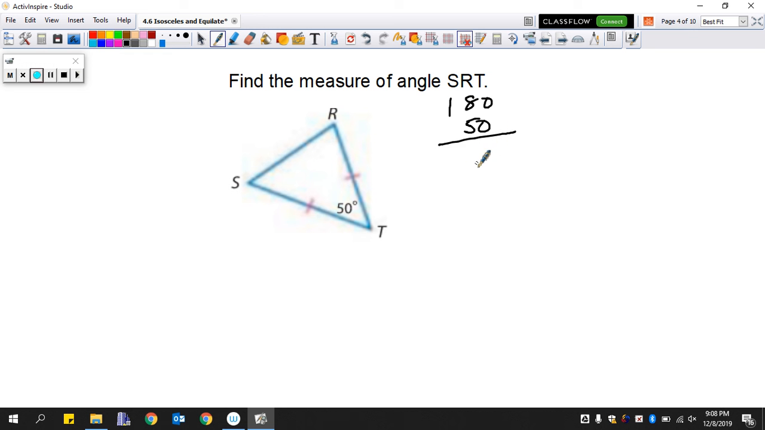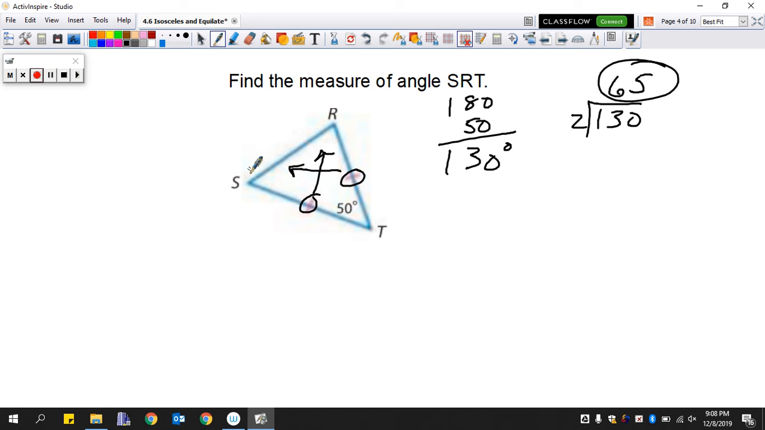Okay, so when we subtract that, we end up with 130 degrees. That has to be split up between the last two angles. Because we know that if we have the two sides here that are congruent, then the angles that are opposite those two sides are going to be congruent as well. So if you say 130 divided by 2, then we know that that's going to be 65 degrees. So each of these angles here are 65 degrees.